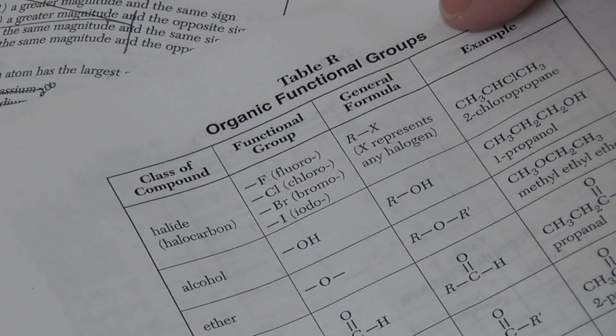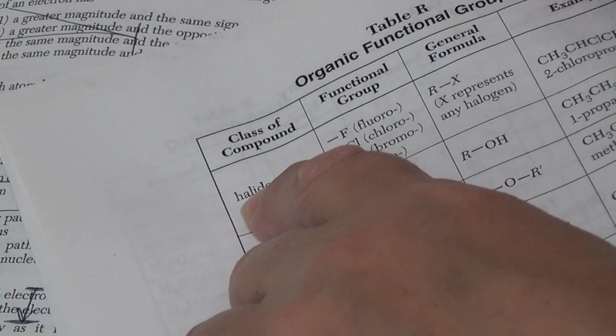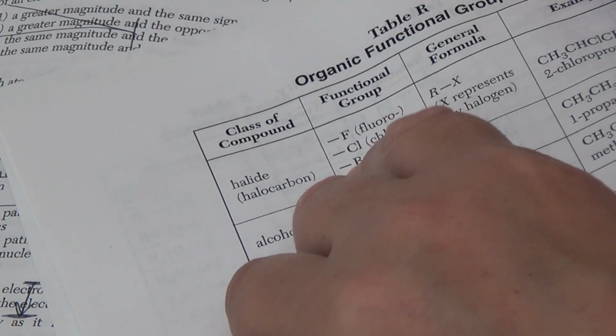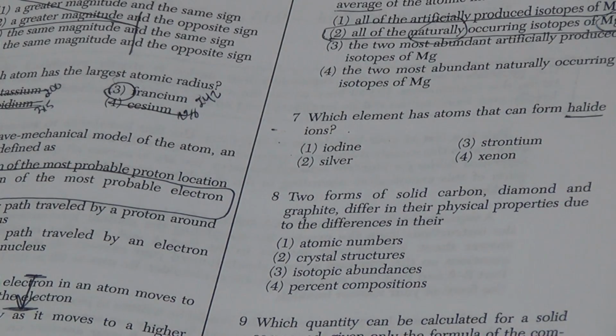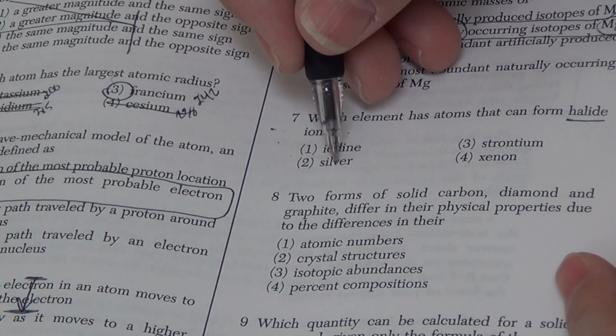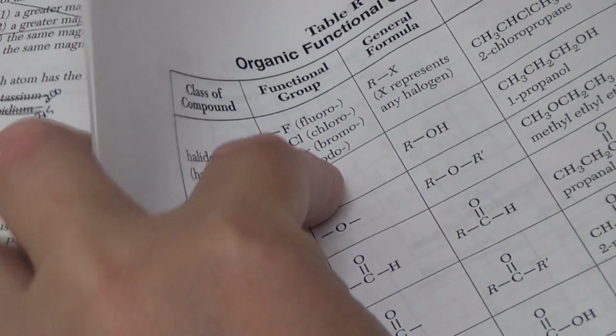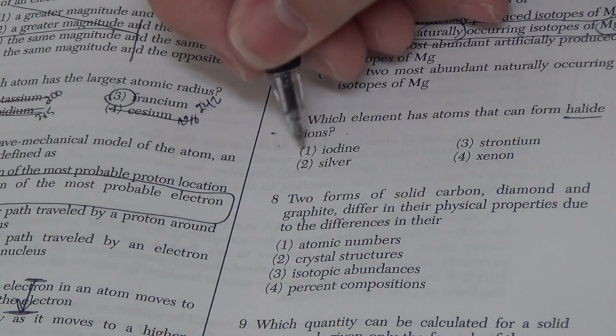So there's a couple of places you can get this information from. You can even get it from the organic chemistry reference table. Check it out. What do we got here? Halides. Fluorine, chlorine, bromine, and iodine. So what we're looking for is one of the halogens to be a halide. So is it iodine? Is it silver? Is it strontium or xenon? Well, it's pretty clear that iodine is a halide. So that's your halide right there.